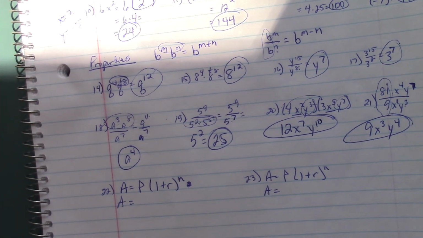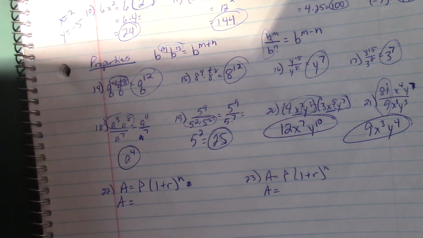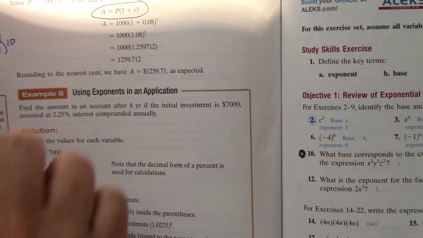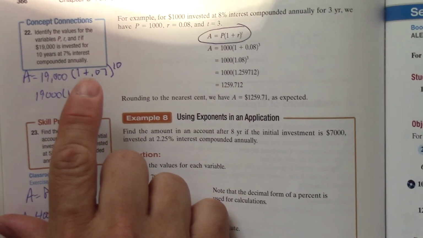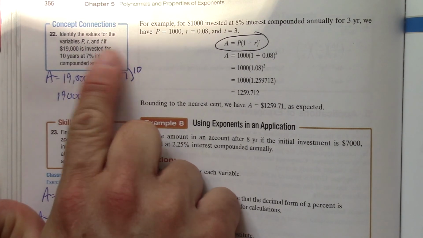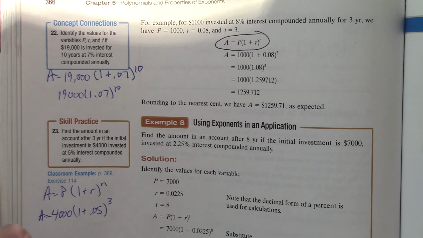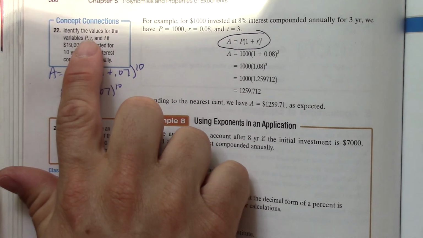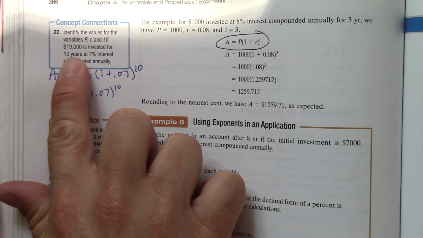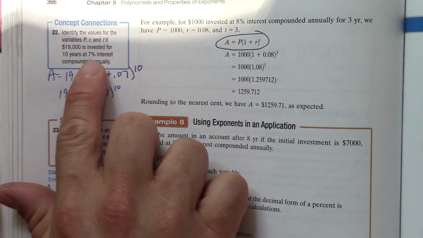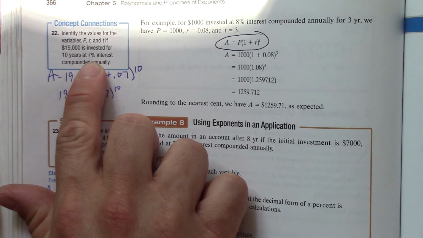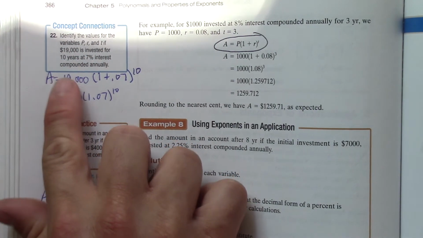And then it goes through and it starts to show, at the top of page 366, excuse me, a concepts connection box. And you can kind of see my work here. I'm going to write it down on the paper too. It says just write out the equation. That's all it wants me to do. And what's what? Well, P is the principal, so that's the 19,000. R is the interest rate of 7%. And T is the time of 10 years. And then I just went and plugged it all in. So here's what I mean.